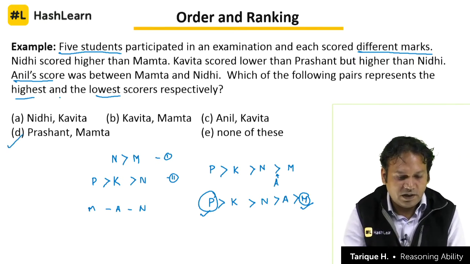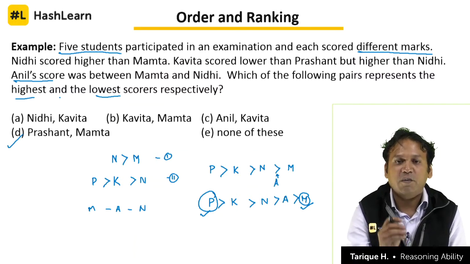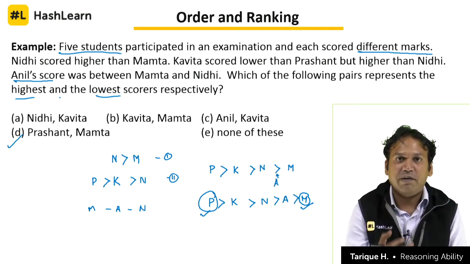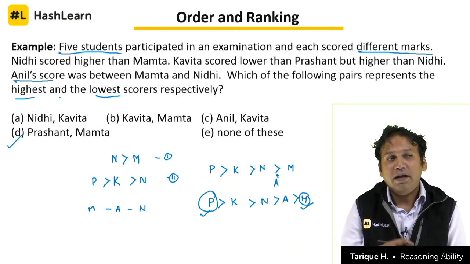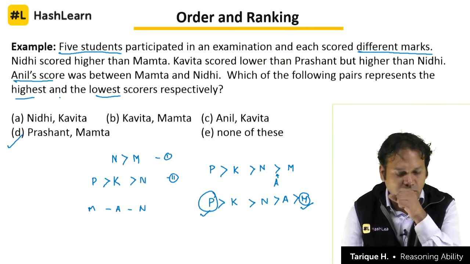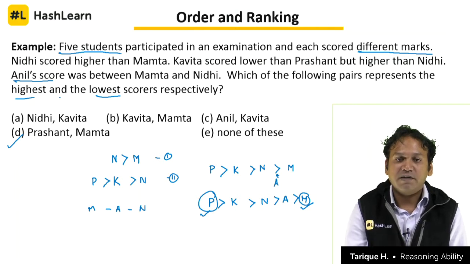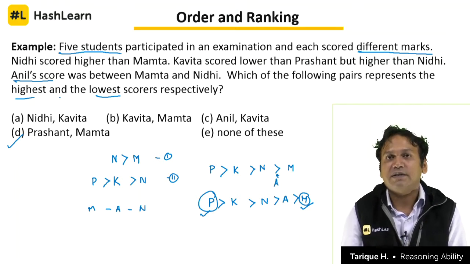Just observe the way these questions are being solved. Using inequalities, we first form equations, and then by joining those equations, we find the order of people based on whichever parameter is given to us. In some cases, some questions, we might have to take different cases.